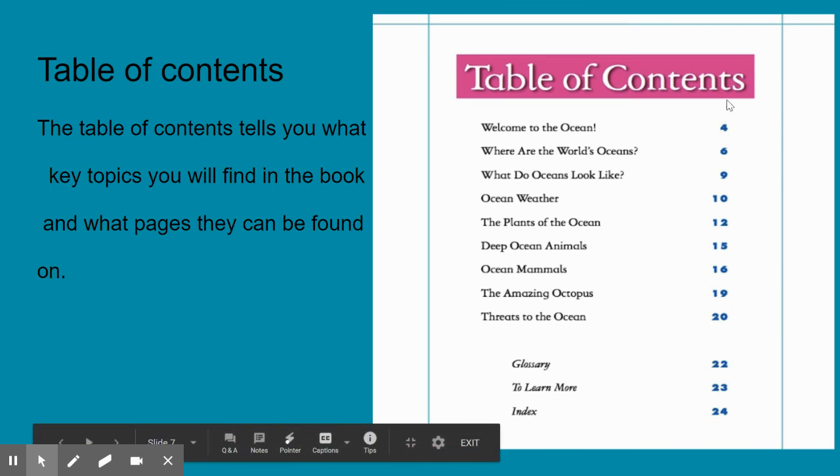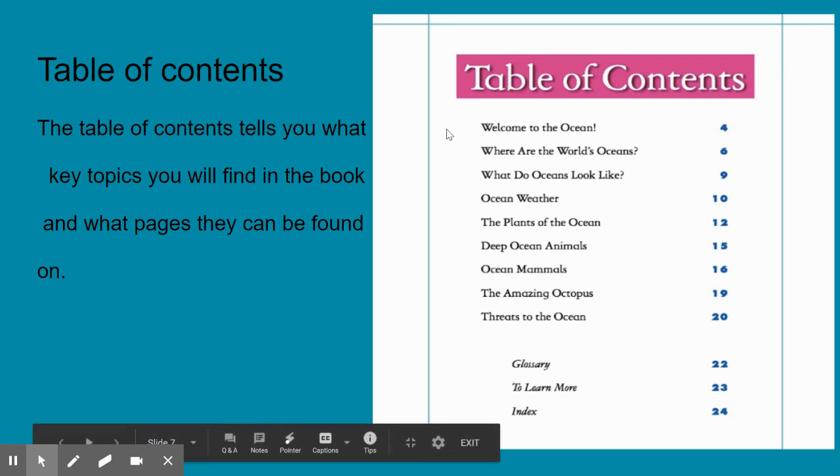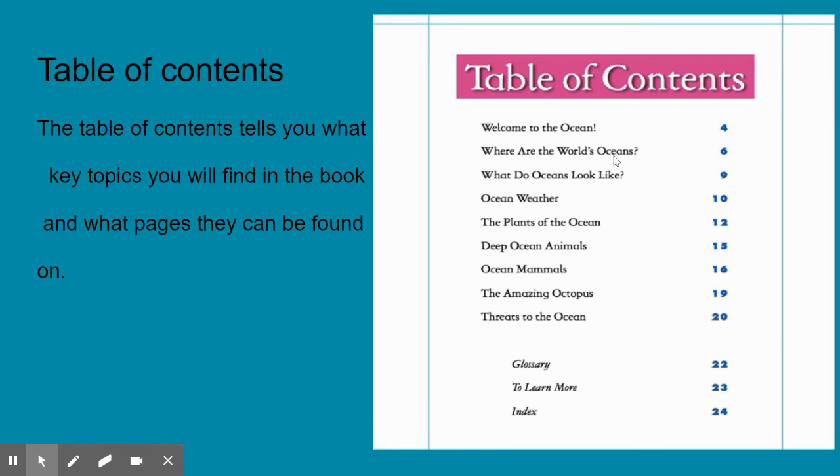Most of the time, your nonfiction books will start with a table of contents. A table of contents means what's inside. So it's pretty much just telling you what's inside and in what order you're going to find it. Like this one starts out, welcome to the ocean is on page 4. What are the world's oceans? Page 6. What do they look like? Page 9. So it just tells me all my different subheadings and what page I'm going to find them on.